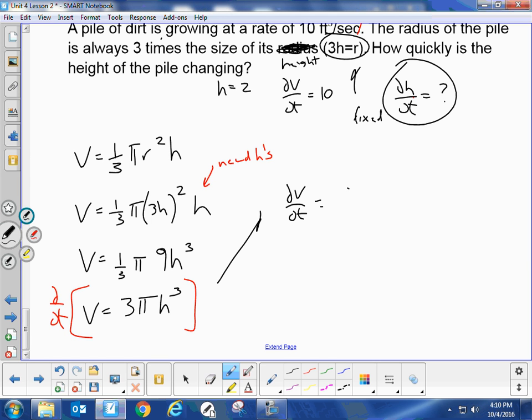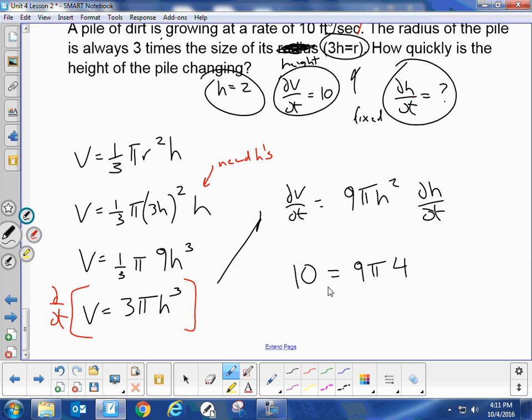We'd end up with 9 pi h squared dh/dt. I'm trying to find dh/dt. I have that h is 2, plug it in there. dV/dt is 10, plug that in there. Solve for dh/dt. And I get 10/36 pi.